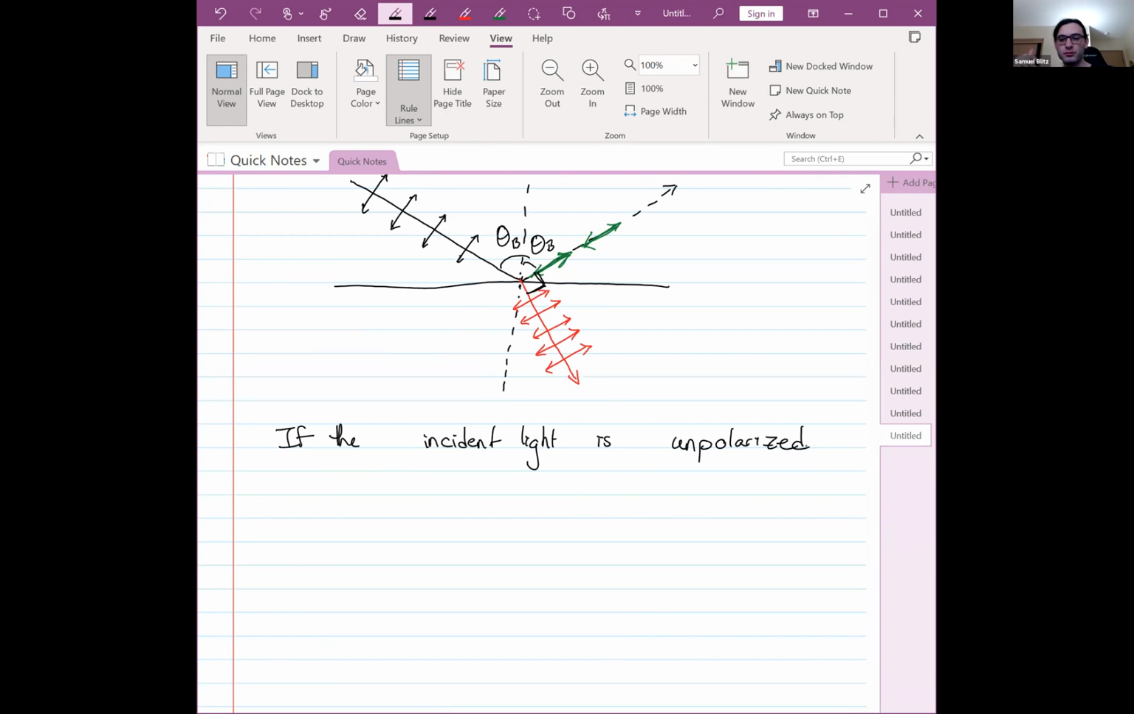But that's the best I can do. And Brewster's angle is a very strange phenomenon. Honestly, I was thinking of not even including it in the curriculum because it's very bizarre. Anyway, if the incident light is unpolarized, like the sun, then at Brewster's angle, all of the reflected light must be polarized perpendicular to the plane of incidence.